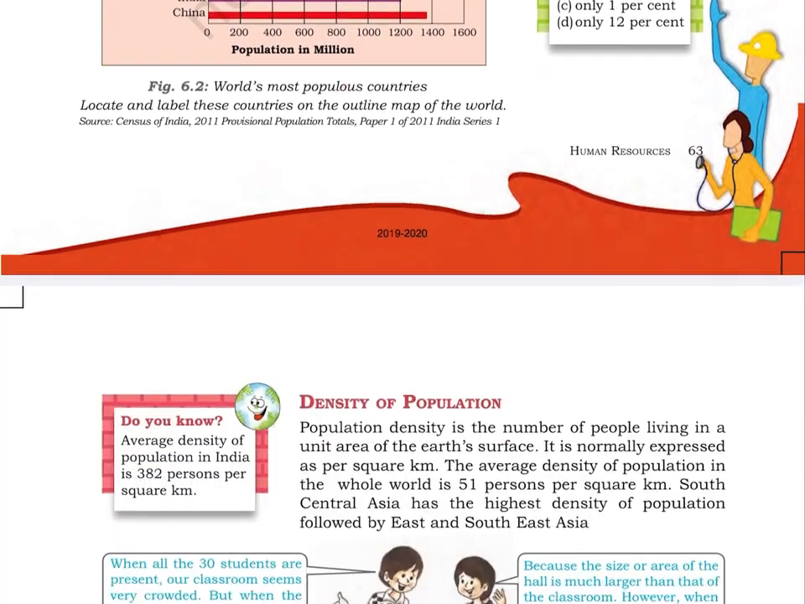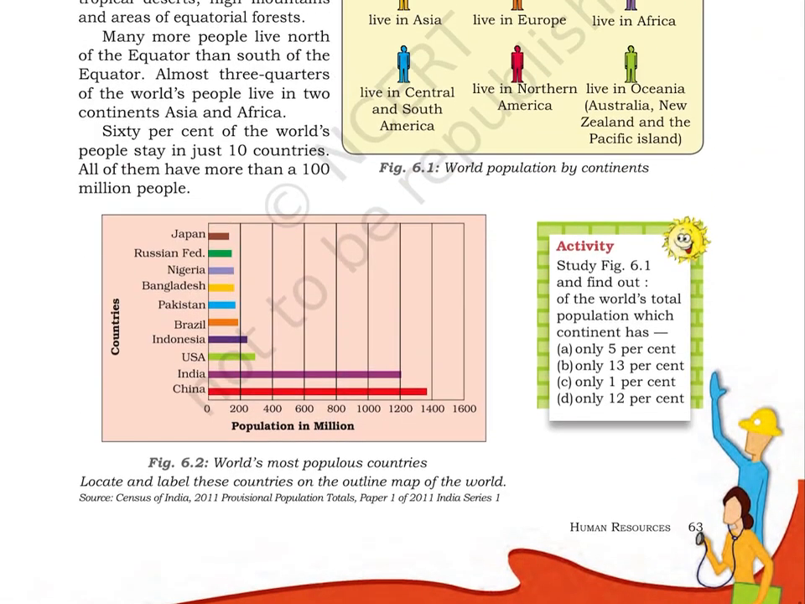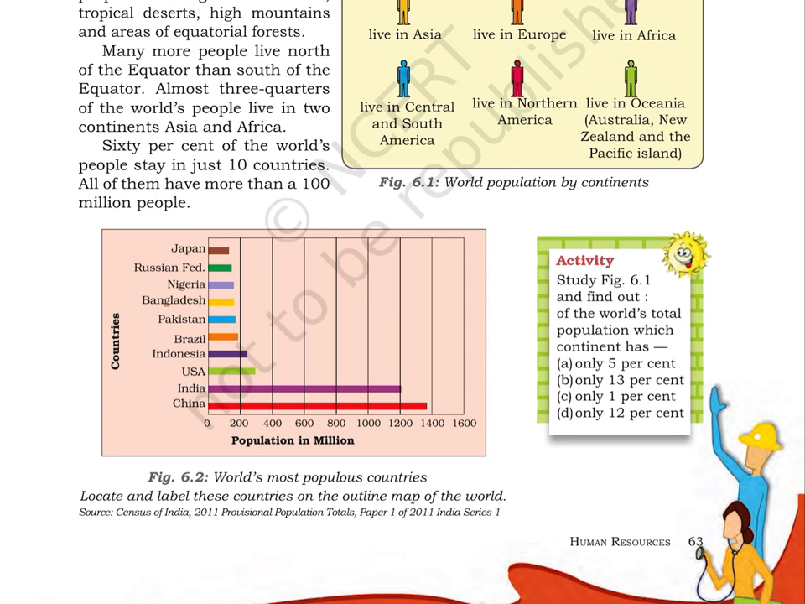Now take a world map, then locate and label these countries on the outline of the map. The graph used in figure 6.2 is taken from the Census of India 2011 Provisional Population Totals, Paper 1 of 2011 Indian Series 1.